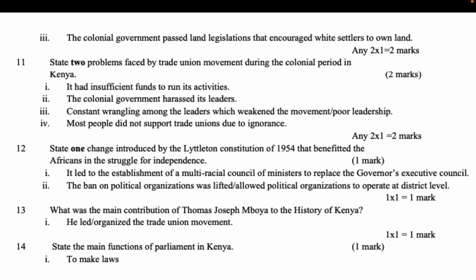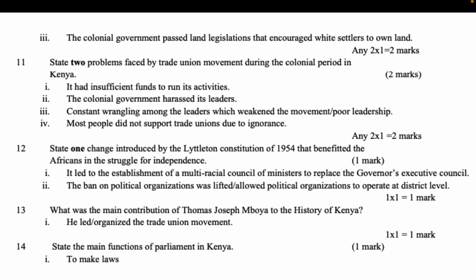12. State 1 change introduced by the Lyttelton Constitution of 1954 that benefited the Africans in the struggle for independence. 1 mark. It led to the establishment of a multiracial council of ministers to replace the governor's executive council. The ban on political organizations was lifted, allowing political organizations to operate at district level. 1x1 equals 1 mark.